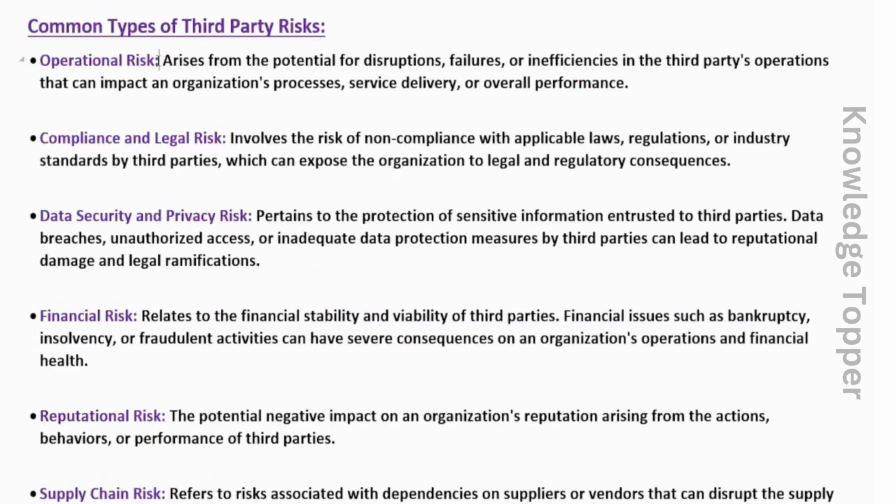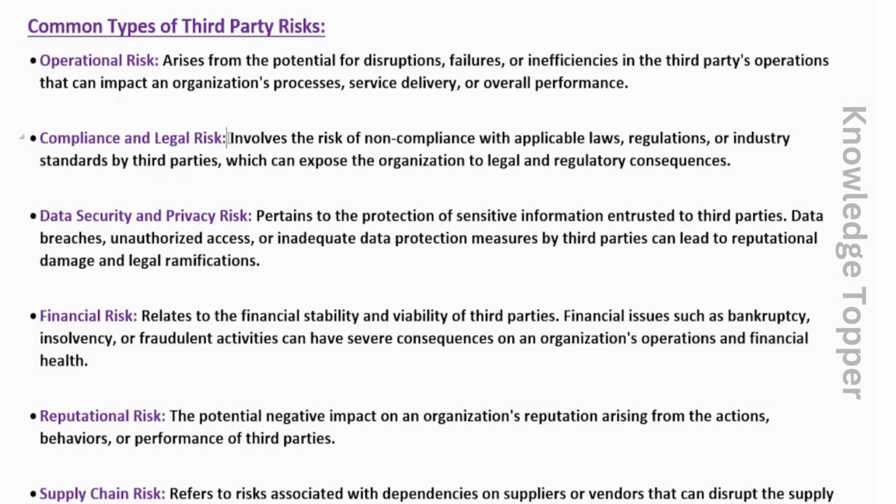Okay, now if we discuss some common types of third-party related risk, at number one we have operational risk. Actually, operational risk arises from the potential for disruptions, failures, or inefficiencies in third parties' operations that can impact the organization's processes, service delivery, or overall performance as well. As I have already shared with you the example of XYZ Bank, if the system of the third-party service provider goes down, then XYZ Bank could face disruptions in operational continuity. Okay, so that is the example of operational risk.